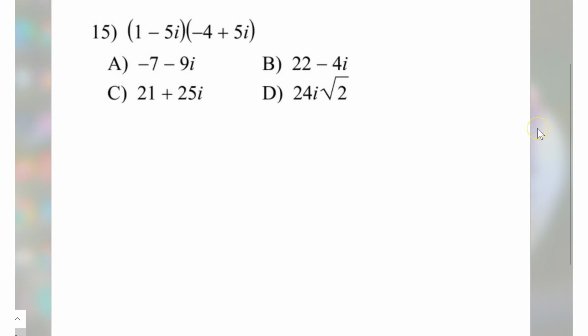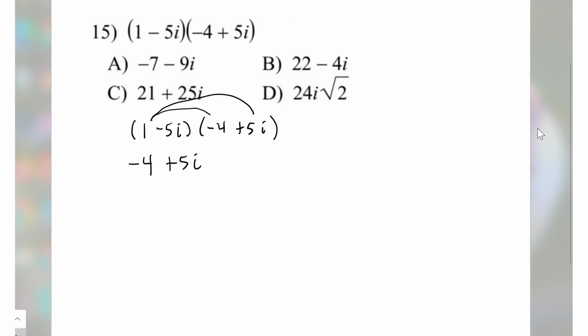For number 15, we're going to apply the distributive property. We have 1 minus 5i times negative 4 plus 5i. So we apply the distributive property. 1 times negative 4 is negative 4. 1 times 5i, which I meant to say the FOIL method, is 5i.